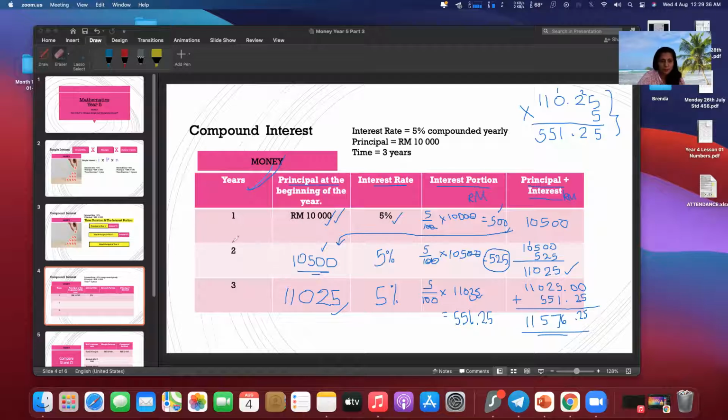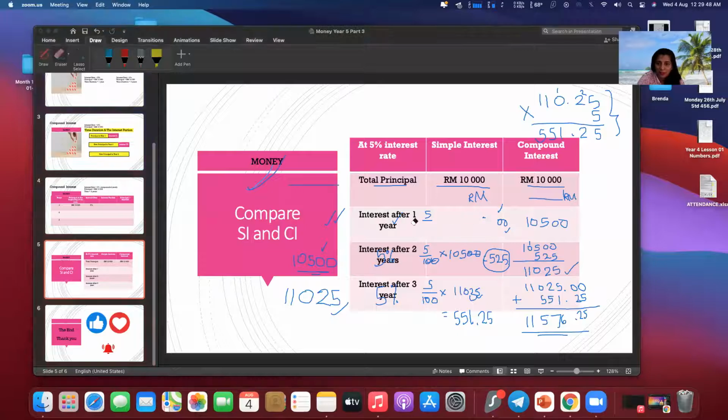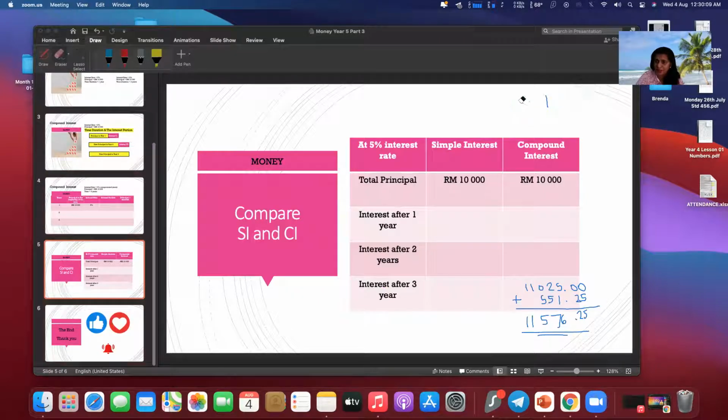Let's do a simple comparison, okay? In our third chart, here I have a little comparison. I'm going to erase all these calculations and show you what's the difference between simple interest and compound interest. Remember, in our case here, the principal was the same. We still worked with 10,000, and our interest rate was also the same, which was 5%.